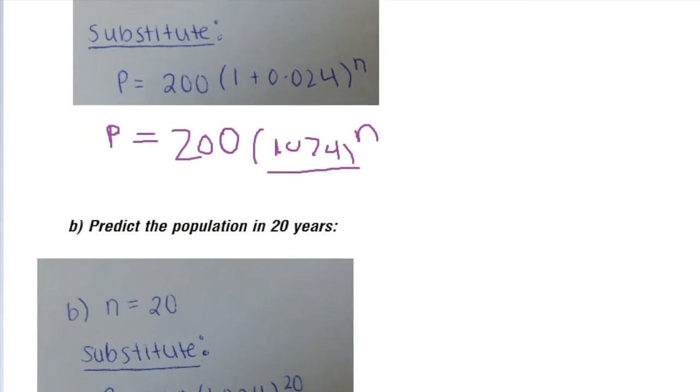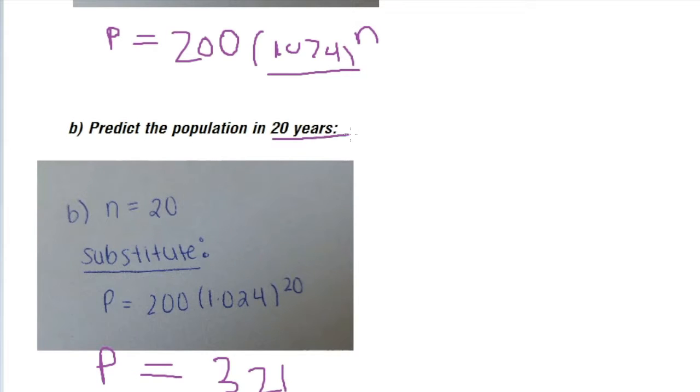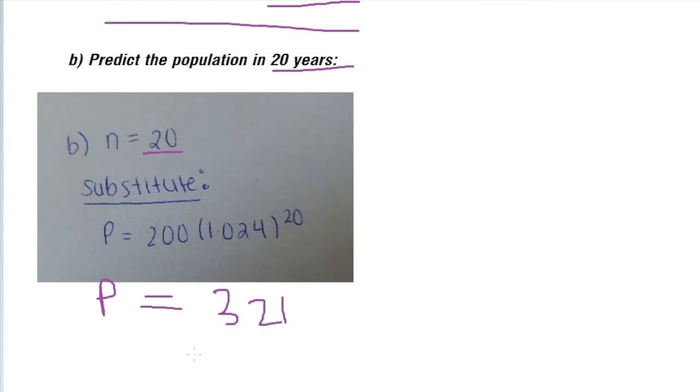Now let's answer part B of the question, which is, what will the population be in 20 years? Now we are given an n value, or the number of growth periods in this case, which is 20. So using that, we can sub it into the formula we found beforehand in order to get an answer of P equals 321.